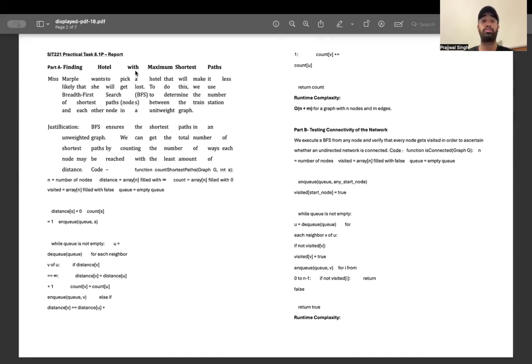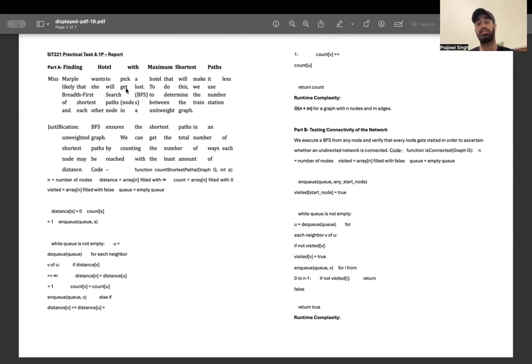Part 1 was finding the hotel with the maximum number of shortest paths available. Miss Marple wanted to find the maximum number of shortest paths from the train station, and in this answer I used the method BFS, which is breadth first search, which finds the shortest paths in unweighted graphs by exploring neighbors level by level.